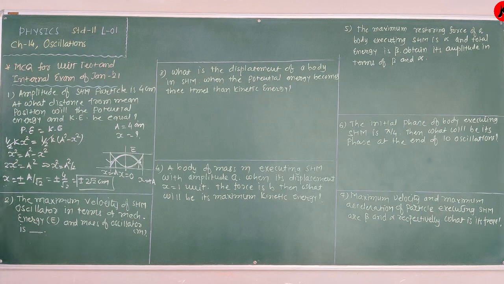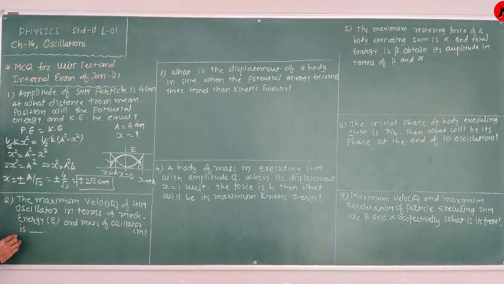Okay, now next. We have to derive the maximum velocity of a simple harmonic oscillator in terms of the mechanical energy and the mass m of the oscillator. So the maximum velocity of a simple harmonic oscillator in terms of mechanical energy.